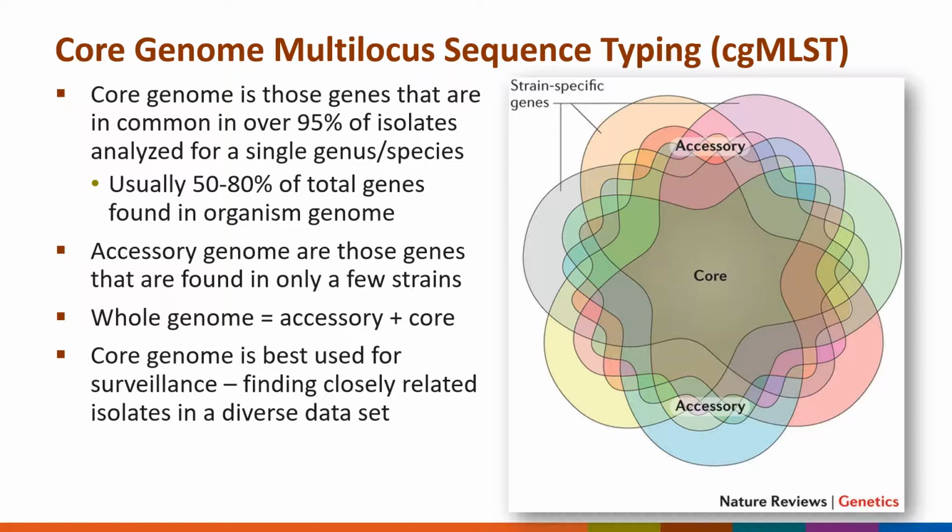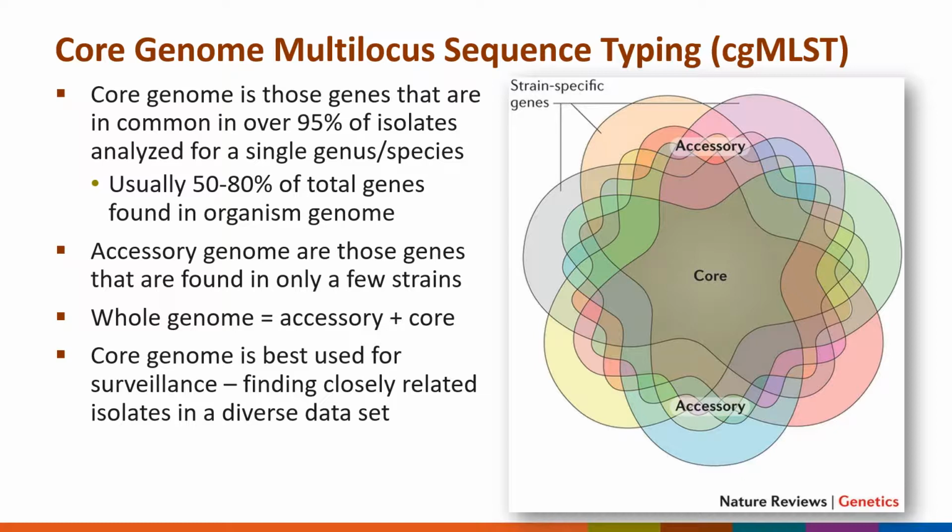And then the accessory genes are those that are found in a few strains, so they're not considered to be part of the core. When we talk about whole genome MLST, we're usually referring to the accessory plus the core genome. For our surveillance analysis, the analyses we do to detect outbreaks, core genome is the method we commonly use, and we use it to quickly find closely related isolates in a diverse data set.